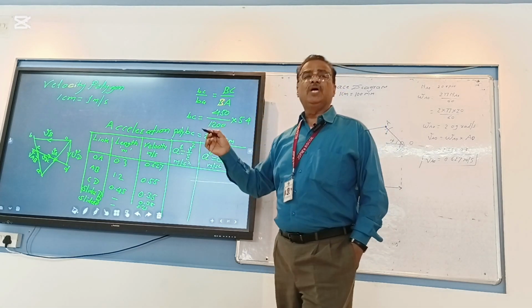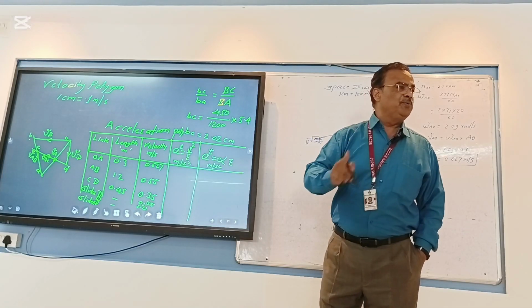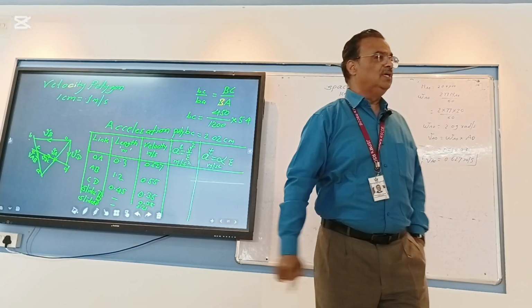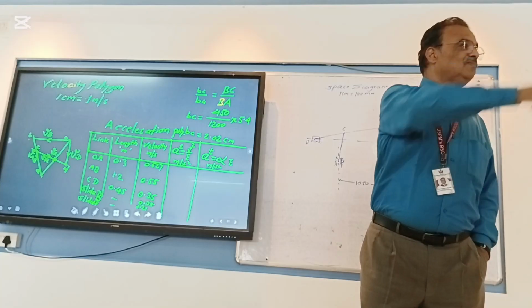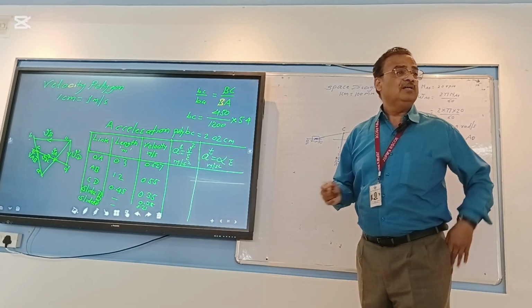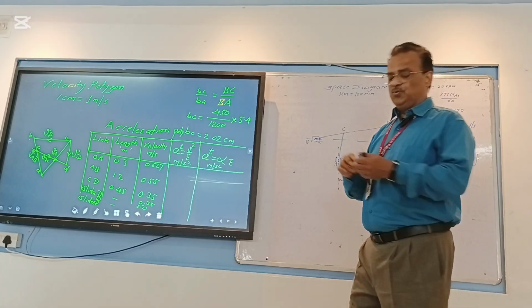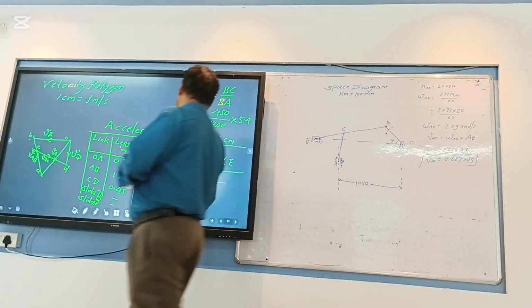So here we are considering that the crank is rotating with uniform speed. How many components of acceleration for the crank? One. What is that? Centripetal or radial component? Yes or no? So radial component of acceleration.